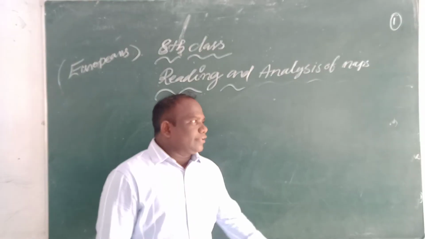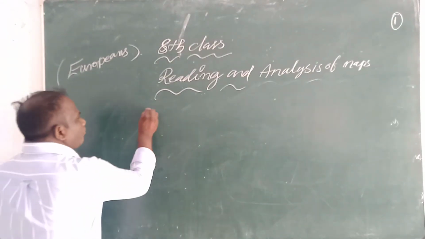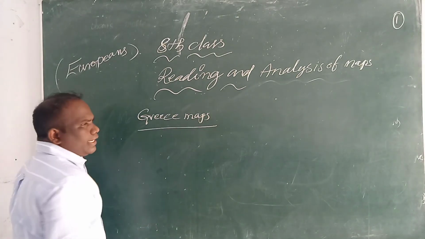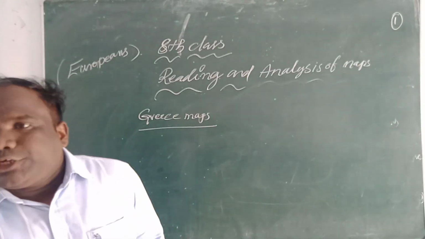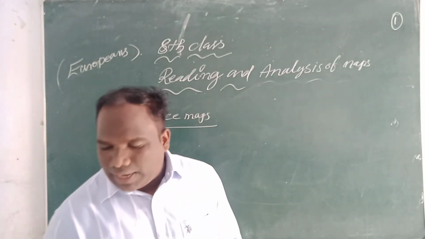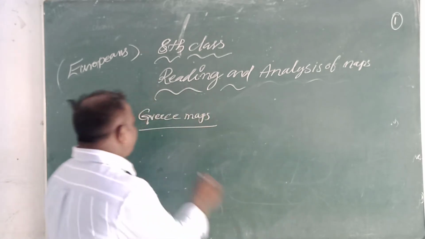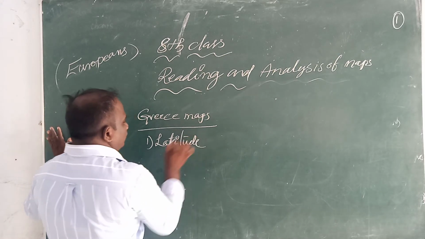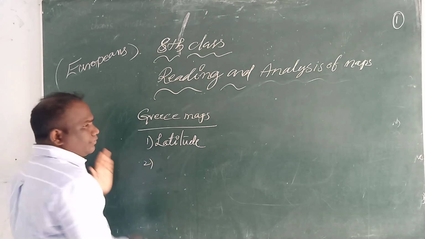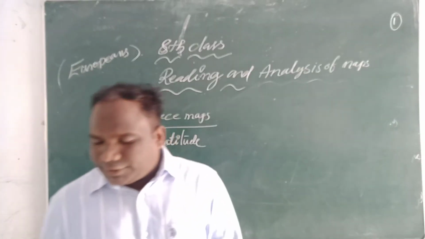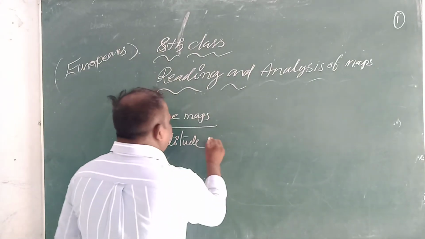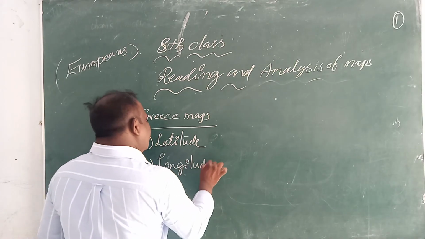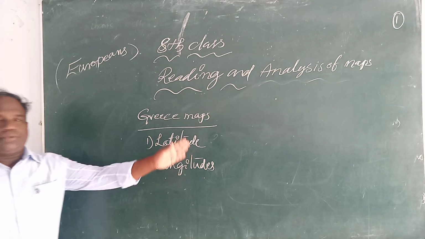Greeks maps. They tried to make the map accurate with the help of latitude, and accurate with the help of latitude and longitude. Do you understand, children?